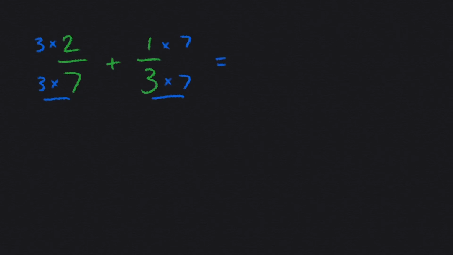So this is equal to, well, 3 times 2 is 6. 3 times 7 is 21. 1 times 7 is 7. And 3 times 7, well, like I said, we already did that one. It's 21. Now we add the numerators. 6 plus 7 is 13. And we leave the denominator alone.